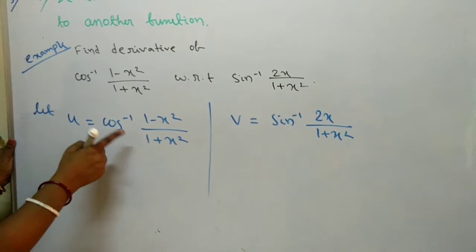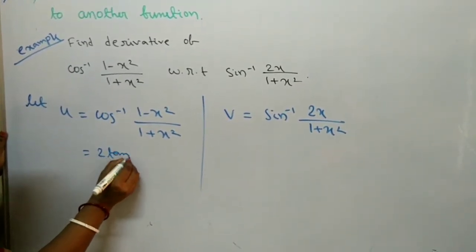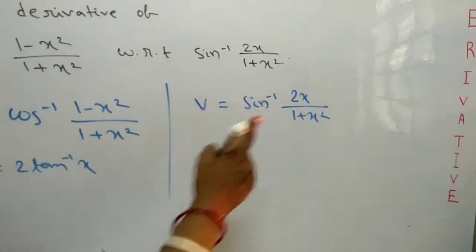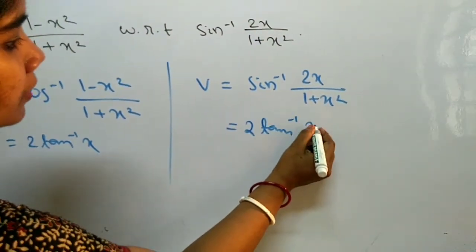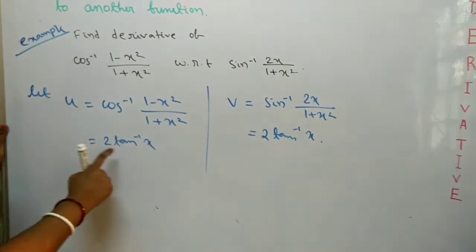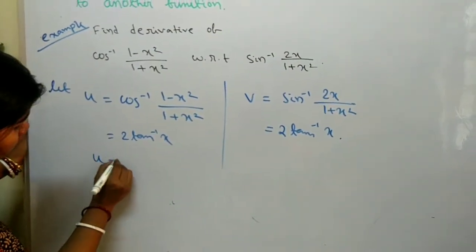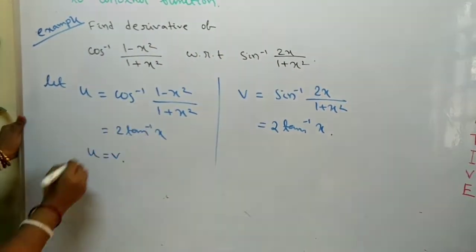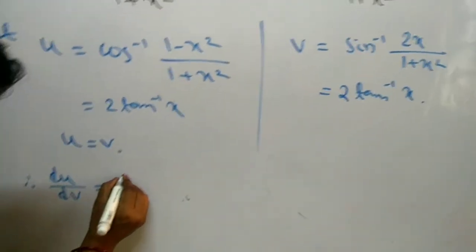So we know that cos inverse((1 minus x square)/(1 plus x square)) equal to 2 tan inverse x. And here also sin inverse(2x/(1 plus x square)) is equal to 2 tan inverse x. So you can write u equal to v, because this is 2 tan inverse x and this is also 2 tan inverse x. So u equal to v. Now you have to find the derivative of u with respect to v. Therefore du/dv equal to 1.